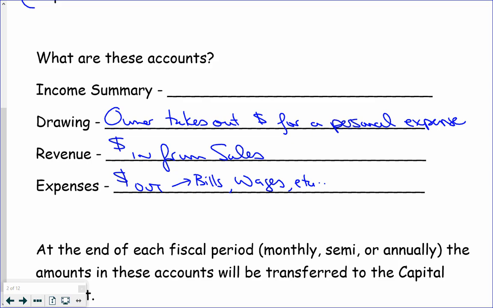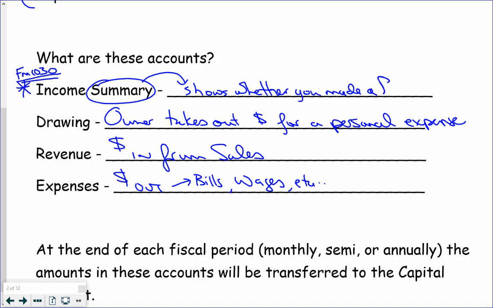Okay. Income summary. We're not going to worry about this till FinMan 1030. We don't do anything with the income summary account. But what it is, it's a summary account that shows whether you made a profit or a loss.